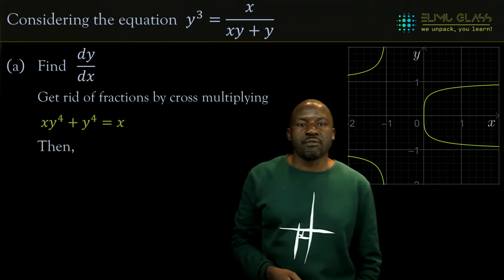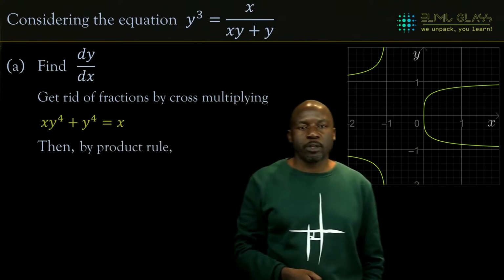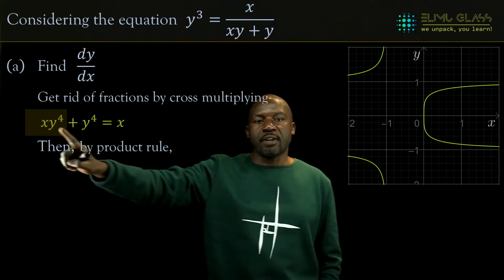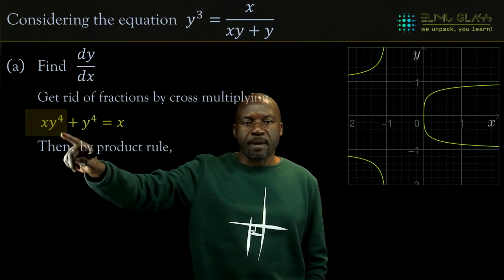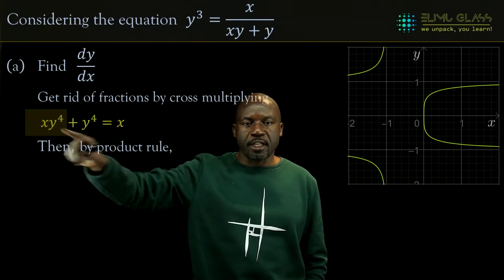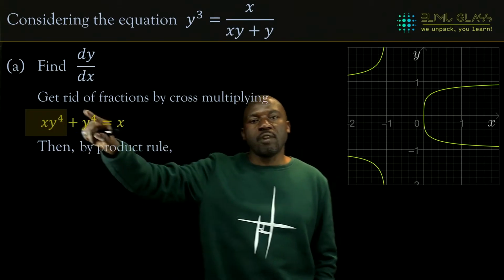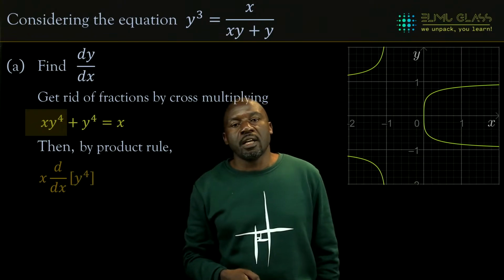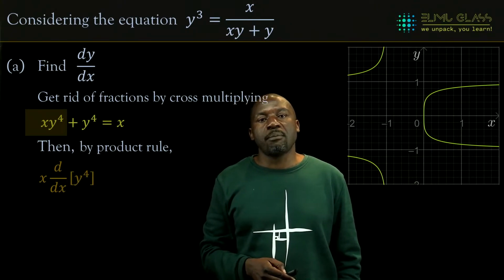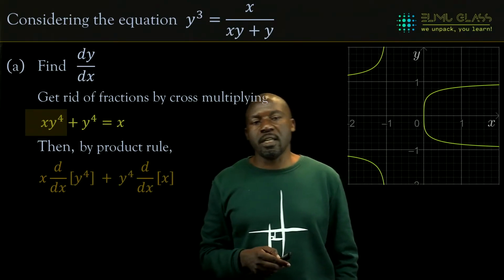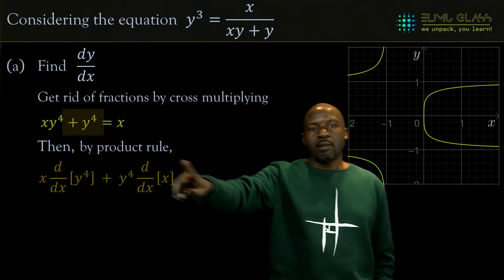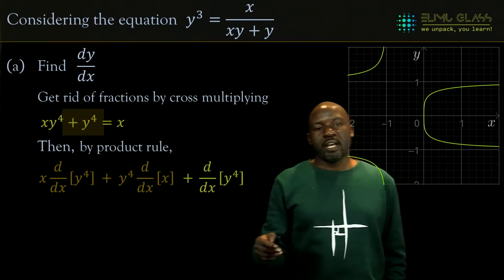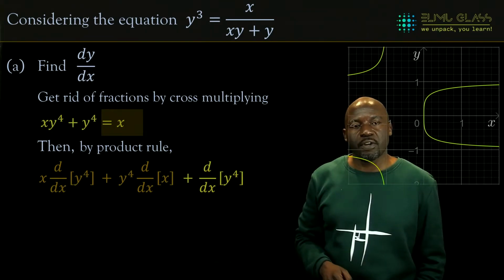Then we make use of our method of differentiating by product rule for the first term there. We will have x d of y to the power 4 by dx, so keep x as a constant and differentiate that. Then we keep y to the power 4 constant and differentiate x. So we'll say x d of y to the power 4 plus y to the power 4 d of x. Then we go to the second term and differentiate y to the power of 4, and we equate to the derivative of x.